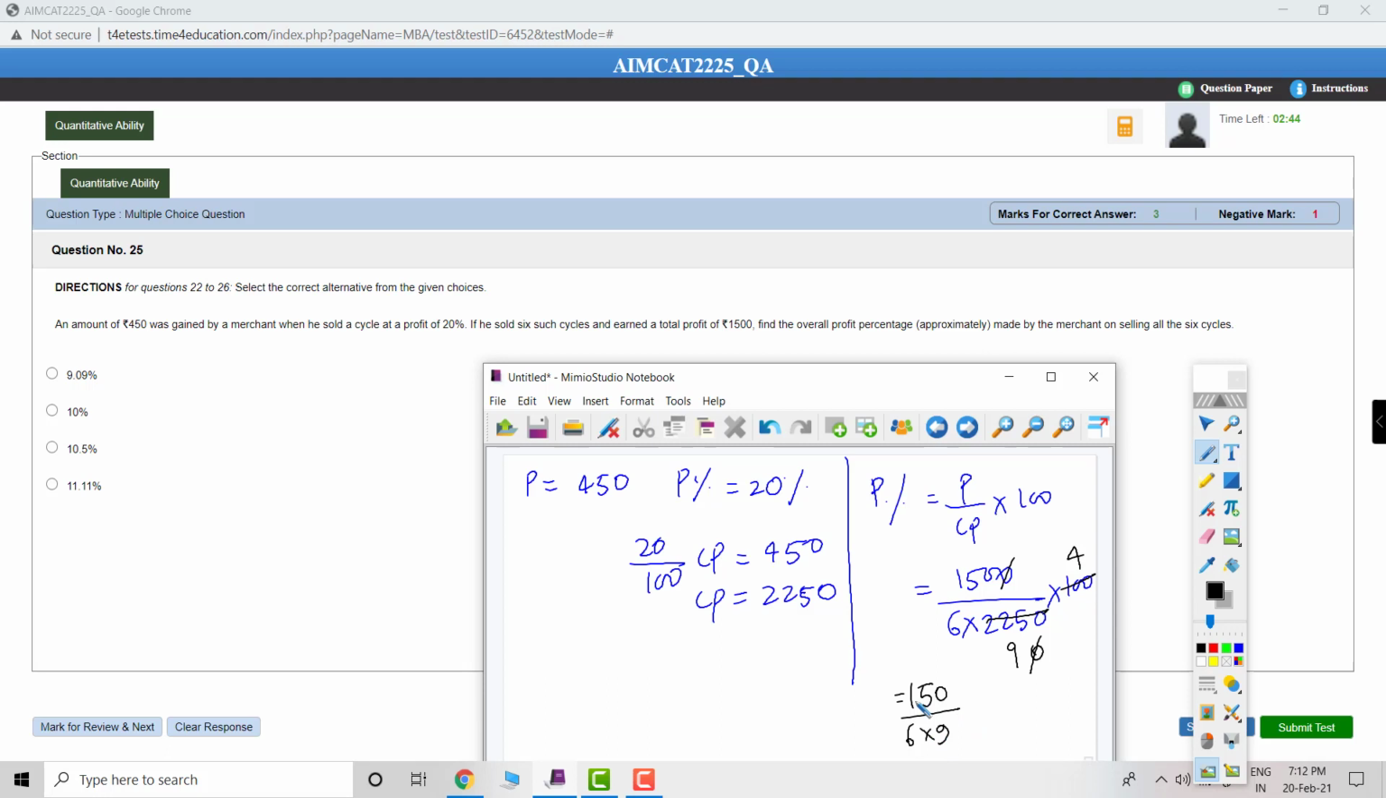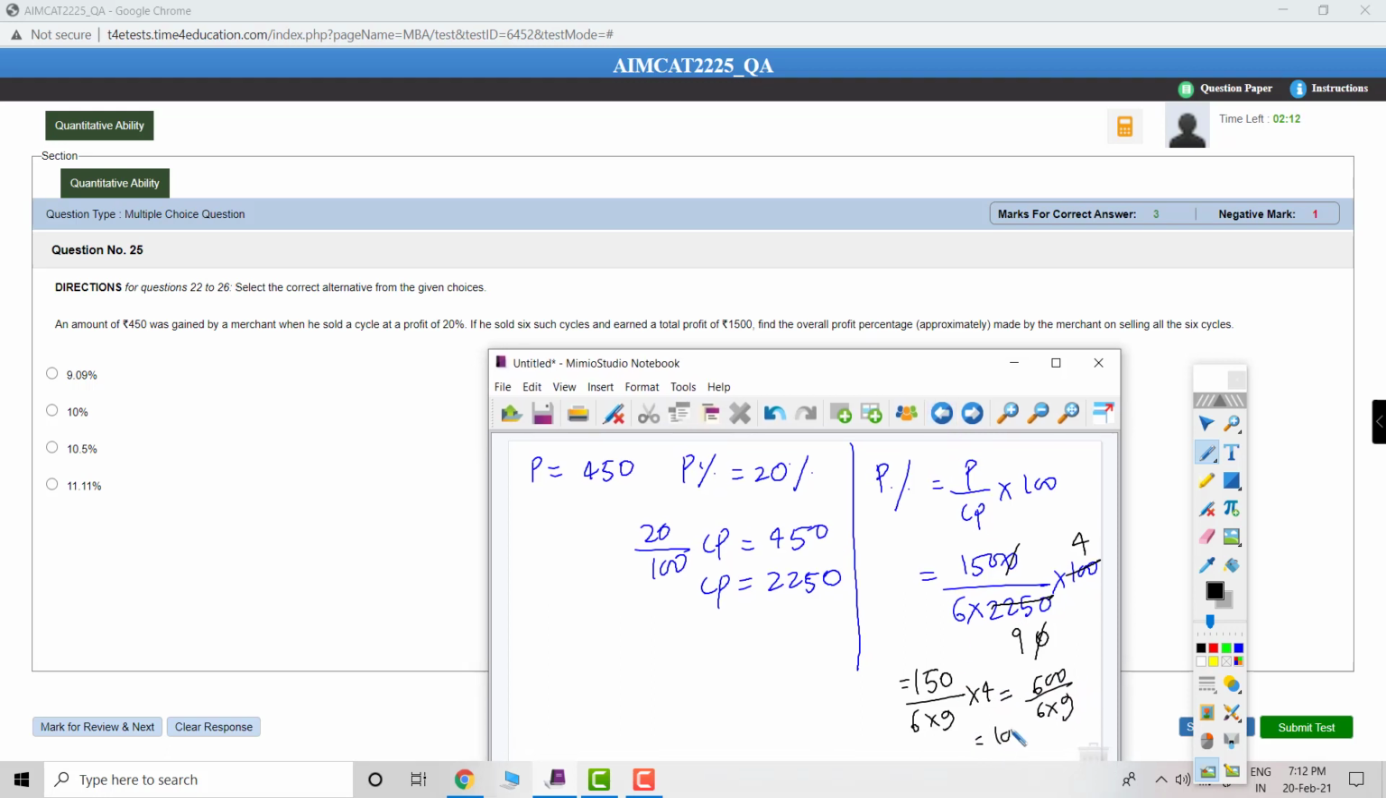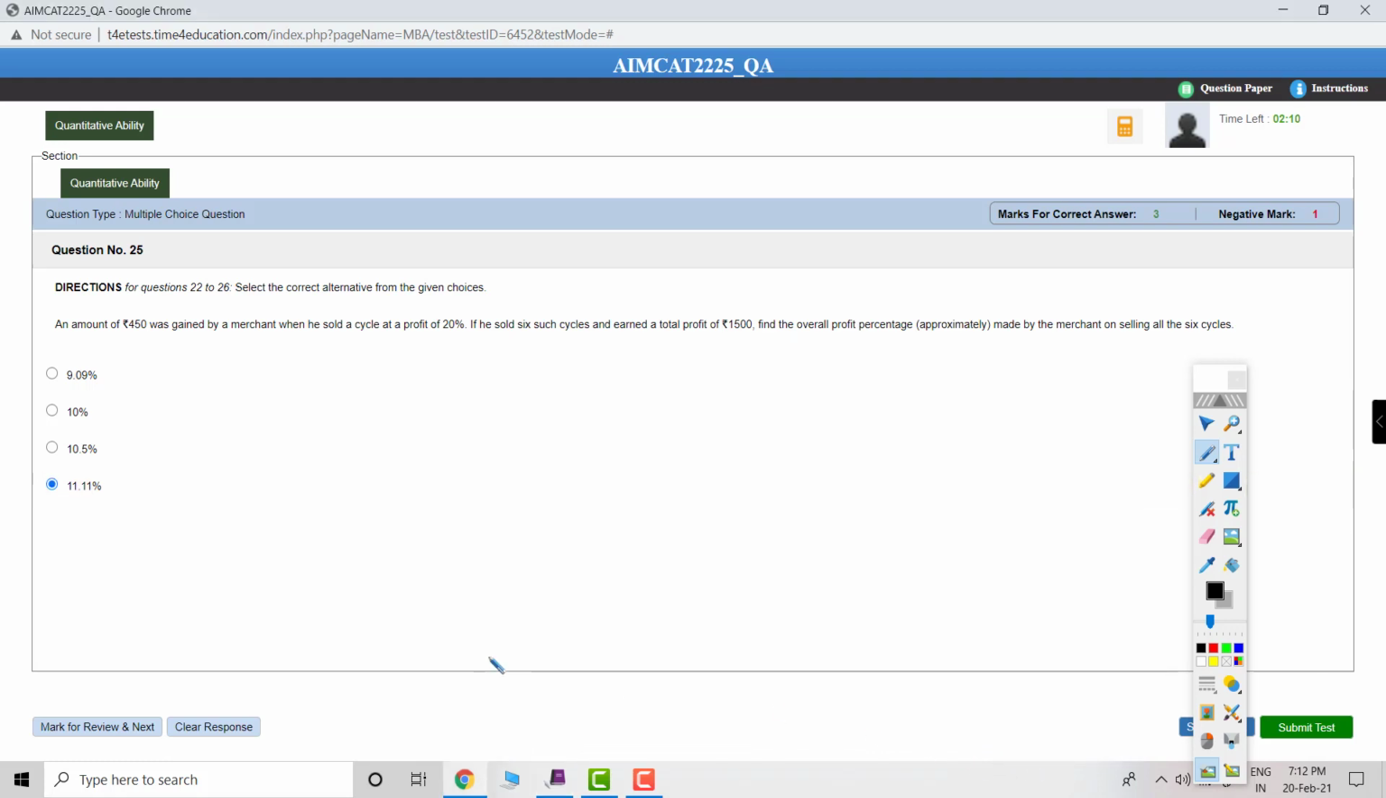Just a second, hold on, let me check. Is there any mistake that I did here? So 6 into 9. Now let's do this. Into 4 is also remaining. Correct, into 4 is remaining, so that is 600 divided by 6 into 9, that is 100 by 9. 100 by 9 is how much? It is 11.11%. Correct, yes. Okay, 2 minutes are left.